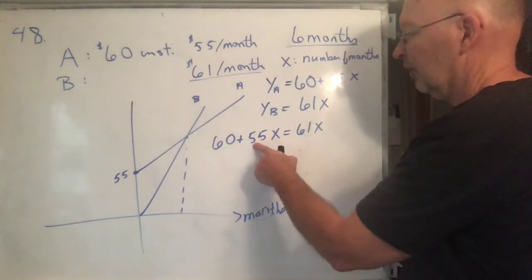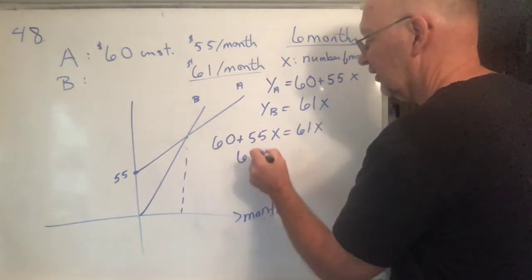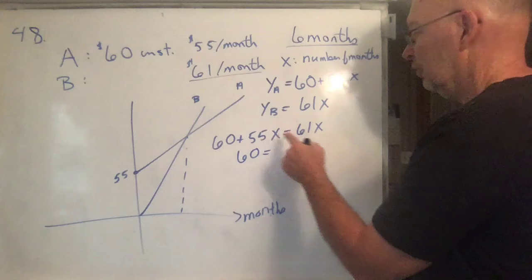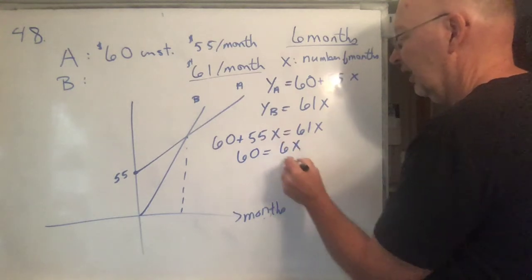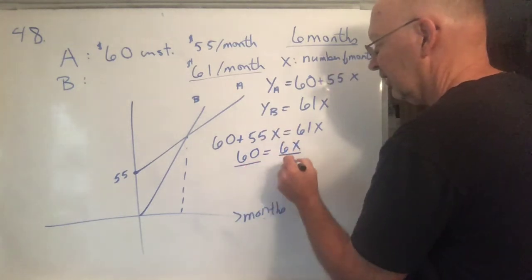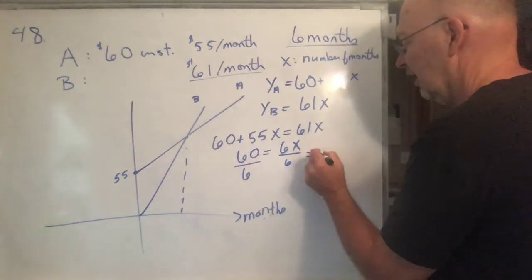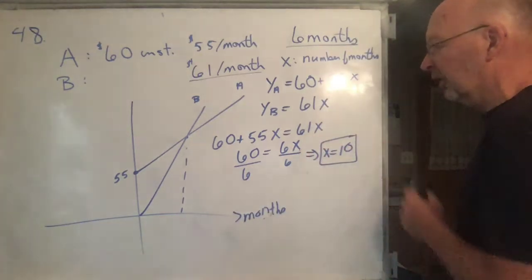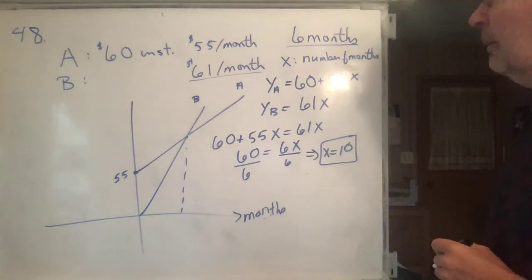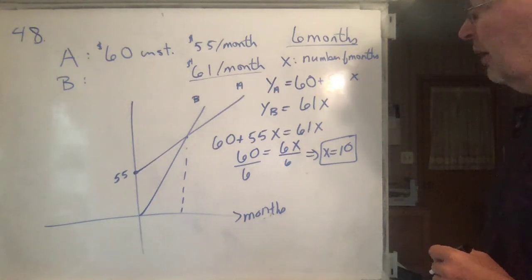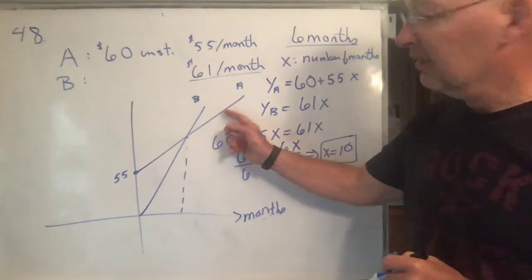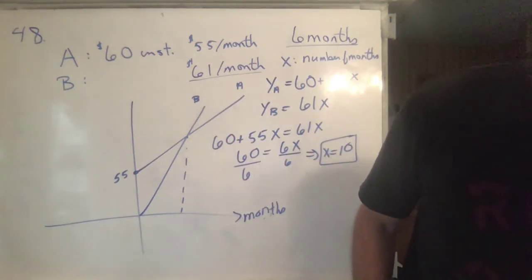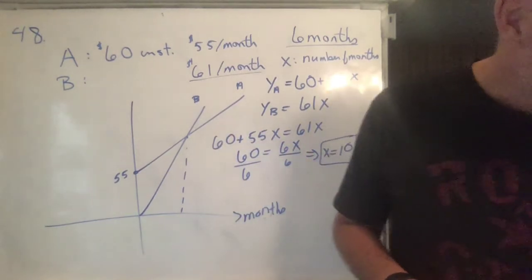And so I can subtract 55X from both sides, and I get 60 is equal to 6X, and then divide both sides by 6, and get X is equal to 10. So 10 months is the break-even point. At 10 months, they have the same charge. Past 10 months, she's better off to take A. So there you are. So that's number A.